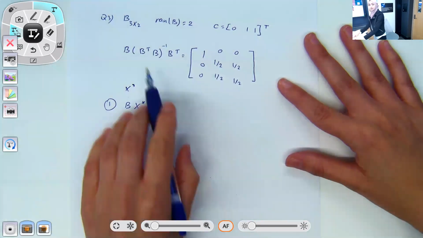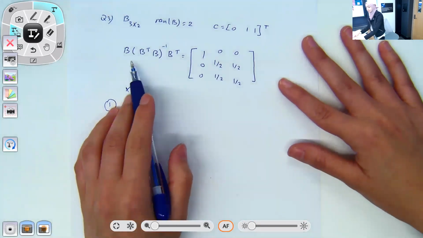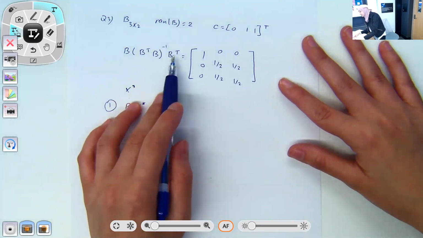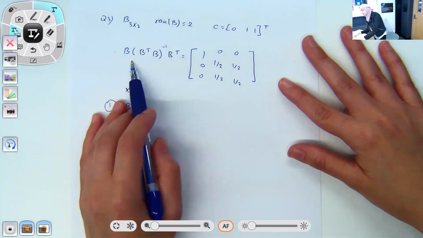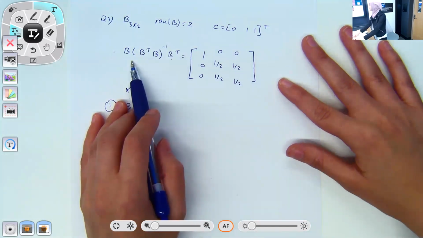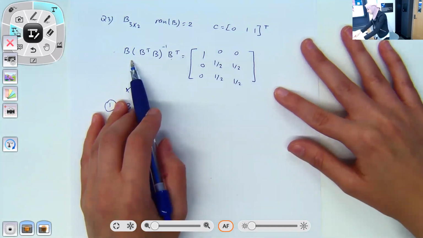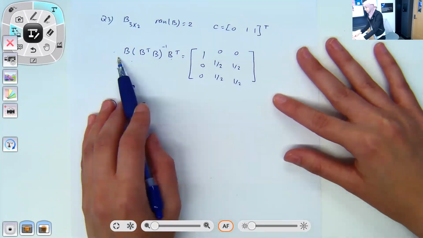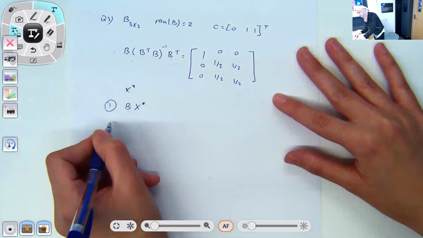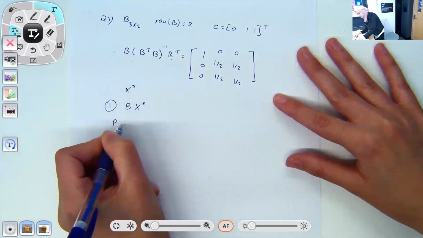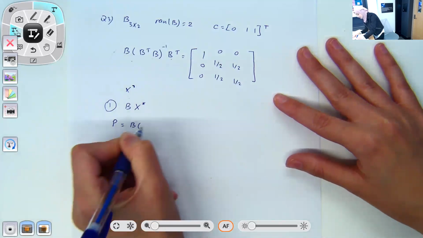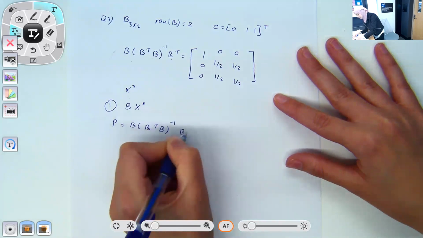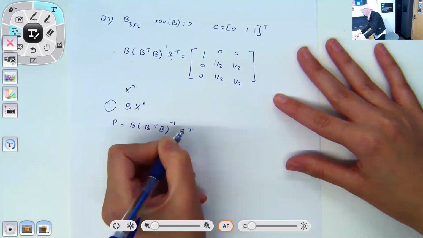If you look here, we have B multiplied with this element, inverse, multiplied with B transpose. This value is the same as the projection matrix. So the projection matrix is equivalent to this value. This is the first step. Projection matrix equals B times (B transpose B) inverse times B transpose.